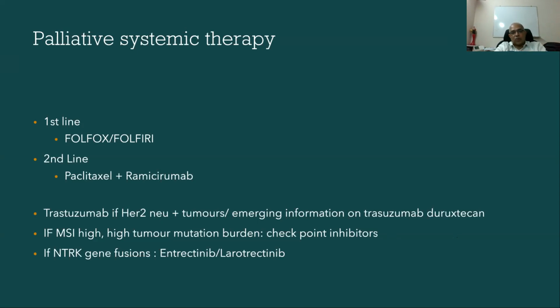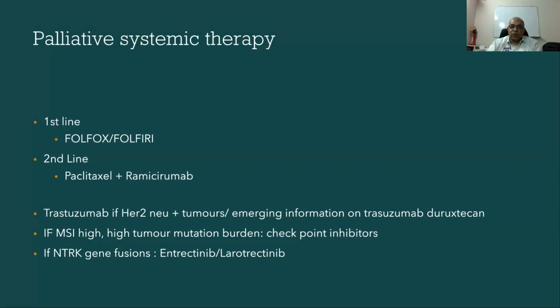Not everybody responds to the checkpoint inhibitors, even in spite of very high MSIs or PD-L1s. But in the patients who respond to the checkpoint inhibitors, about 30% of them actually have very long progression-free survivals. The tumors are never cured, but they have very long survivals with disease control, which sometimes goes on for many months, many years.